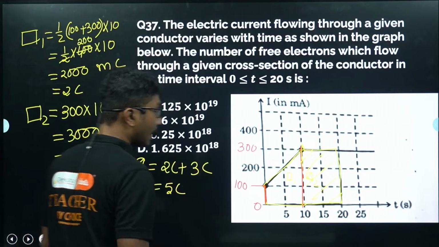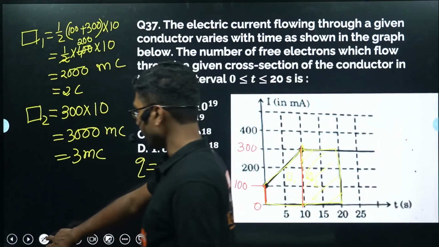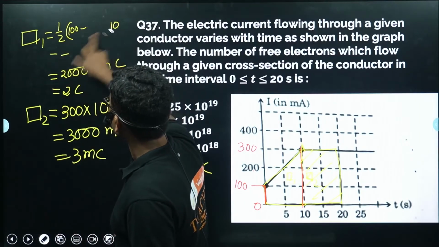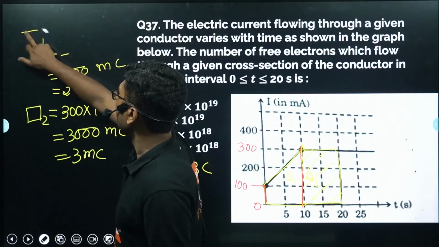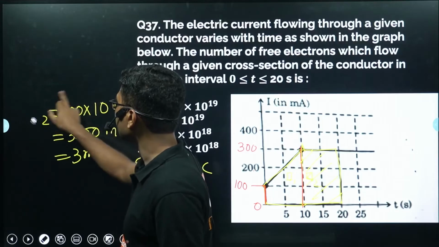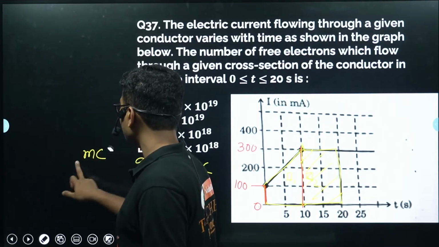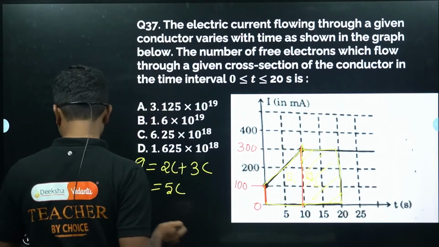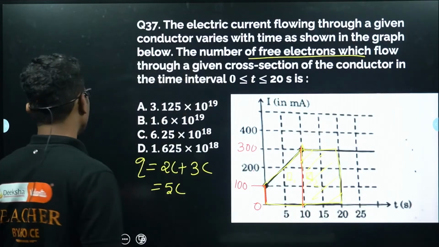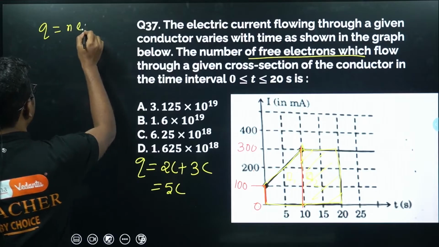Now we have calculated only the total charge. This is a little lengthy problem. You have to pay attention to the lengthy problem, because it is not so simple. Even though you are able to calculate the total charge, you may not be able to find the answer to this question, because the answer requires the total number of electrons that is flowing, right. The question is about free electrons. Now we know the quantization of charge, Q is equal to N into E, right.